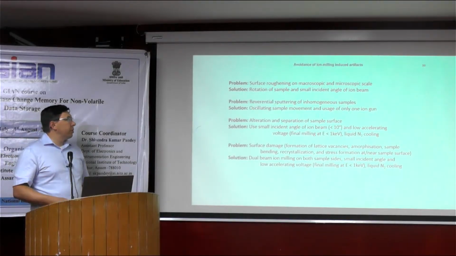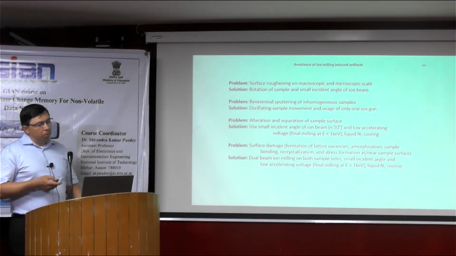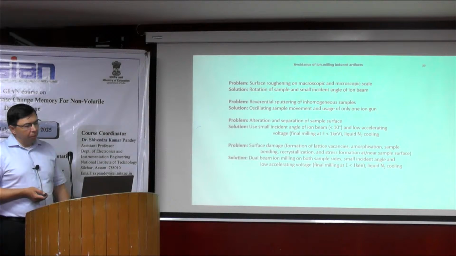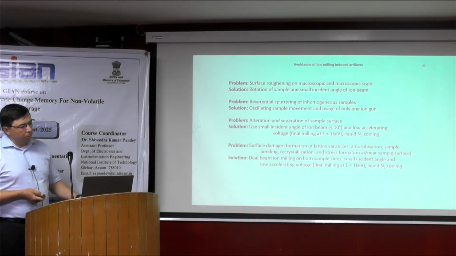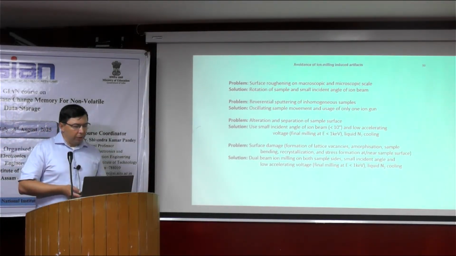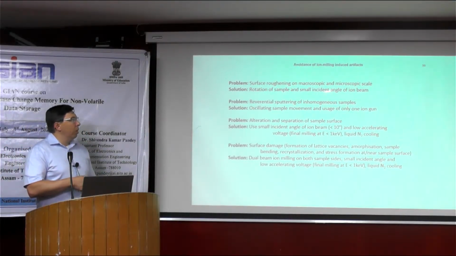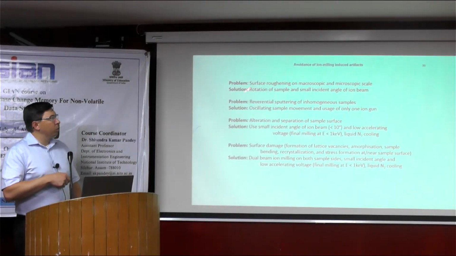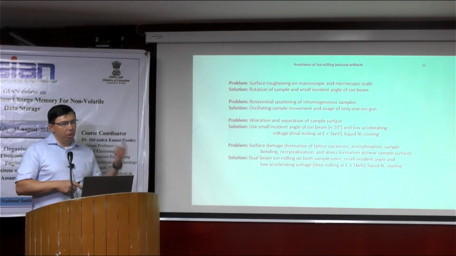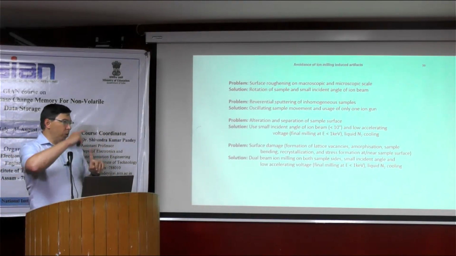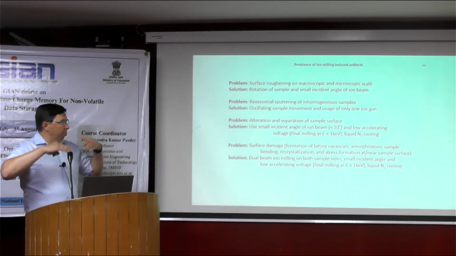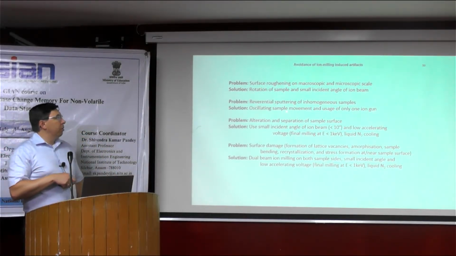So now, if you have such problems, you can, of course, deal with them. You will try to find the solution. If you have surface roughening on a microscopic scale, how to overcome or deal with this, you just use rotation of the sample and a small incident angle of the ion beam. So you should rotate your sample, or you can rotate your beam, or you can use a small angle.